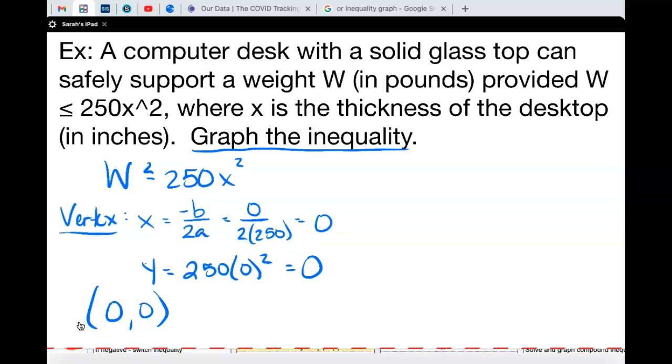Technically, since it is a story problem, we should be in just the first quadrant for just positive values. So the thickness has to be positive, the weight in pounds has to be positive. We don't have negative weight or negative thickness. So I'm just going to graph the first quadrant. You could graph both or all four, but you don't need to. So 0, 0, starting value.